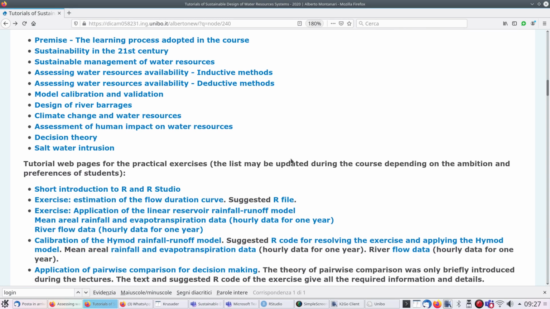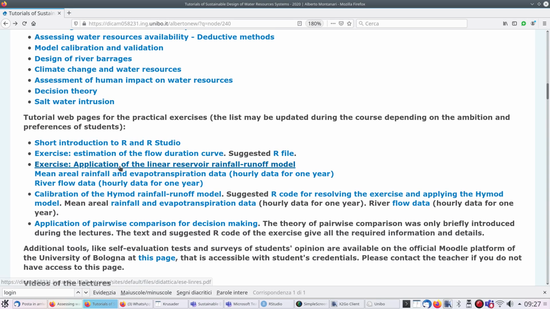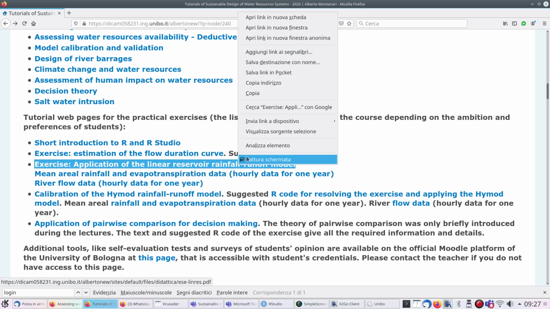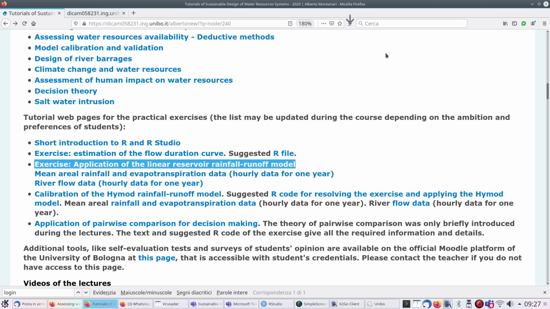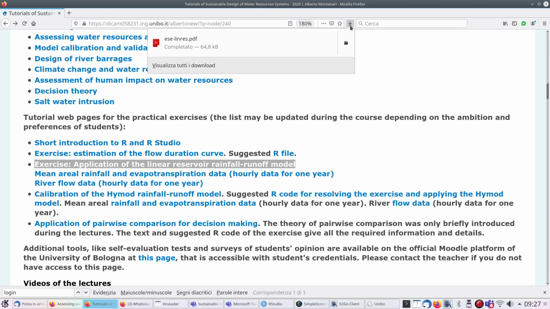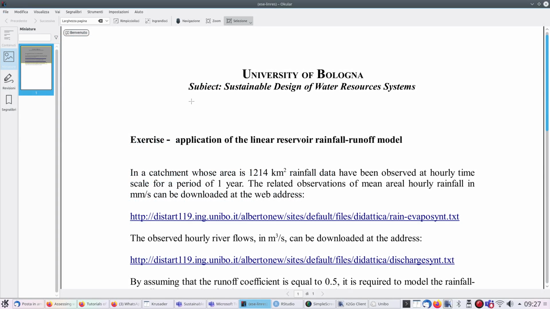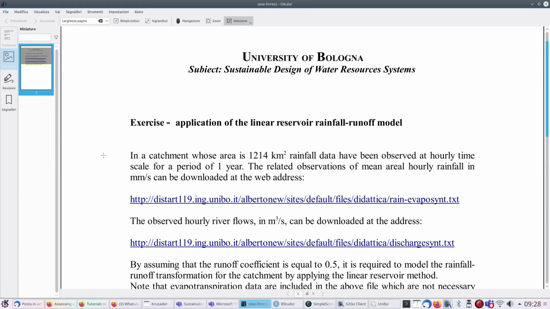Let's go down and click on exercise application of the linear reservoir rainfall-runoff model. Okay, so let's click here and I open it in a new window. It's a PDF. Okay, here is the text. Perfect. So it's a catchment with a given area, which is 1200 square kilometers.